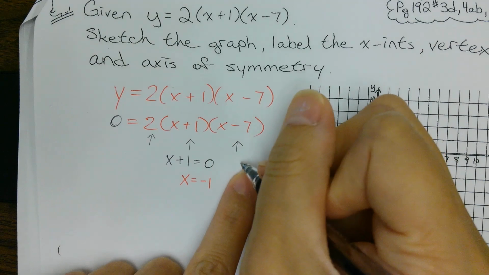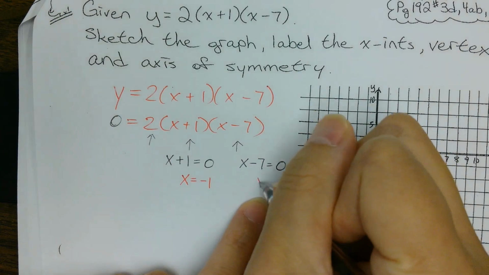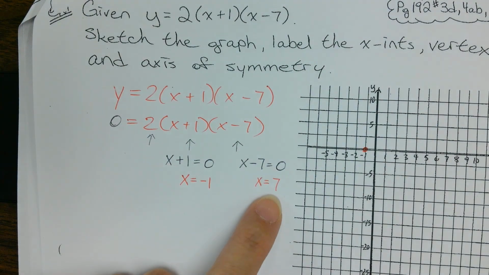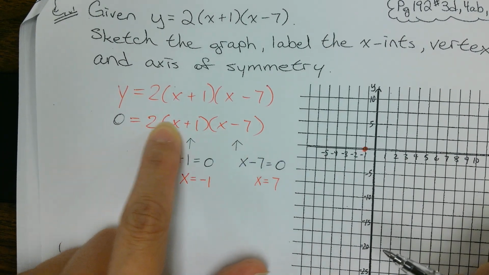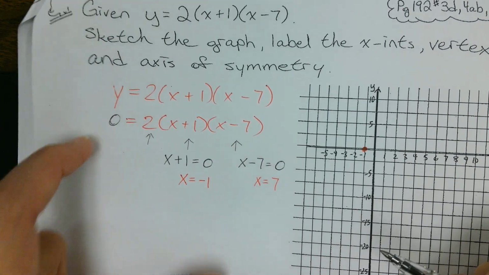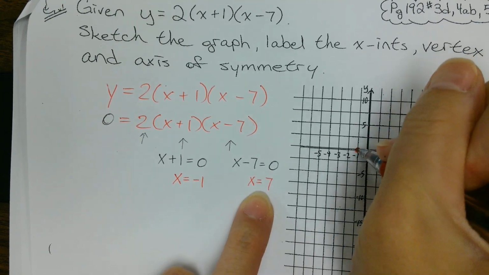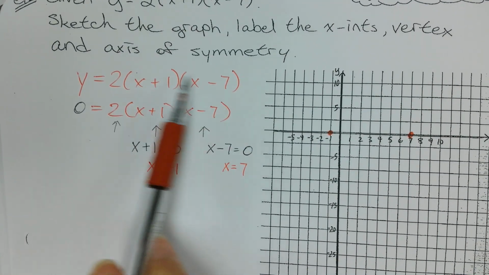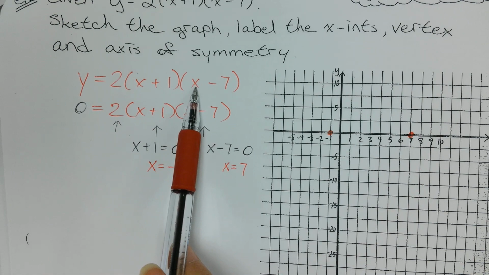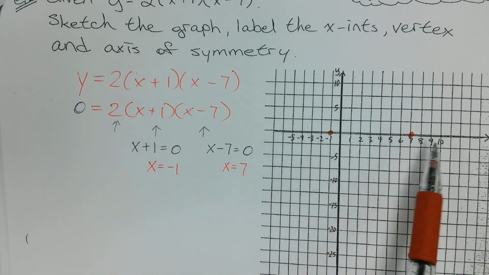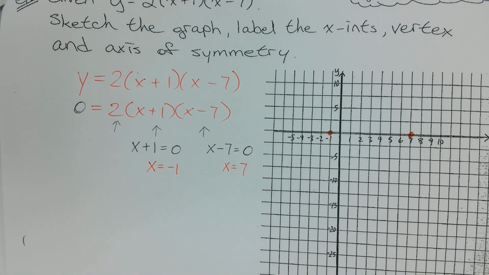Similarly, same thing right here. I could have x minus 7 set equal to 0, so that means x equals 7. If x is 7, this will also make the equation true, because 7 minus 7 is 0, and 0 times anything is 0. So my other x-intercept is at 7. Looking at this equation, my two x-intercepts are x equals negative 1 and x equals 7, because for those two x values, the equation equals 0. Okay?